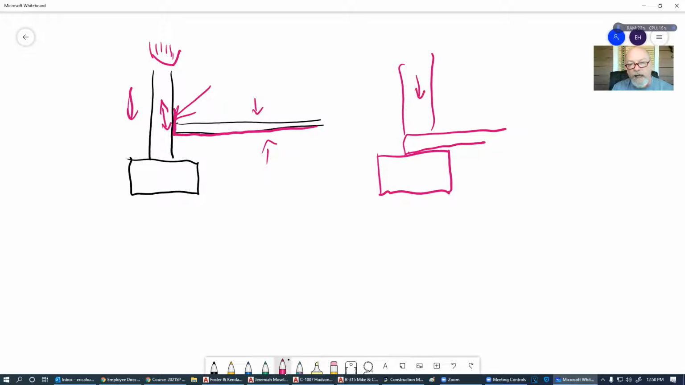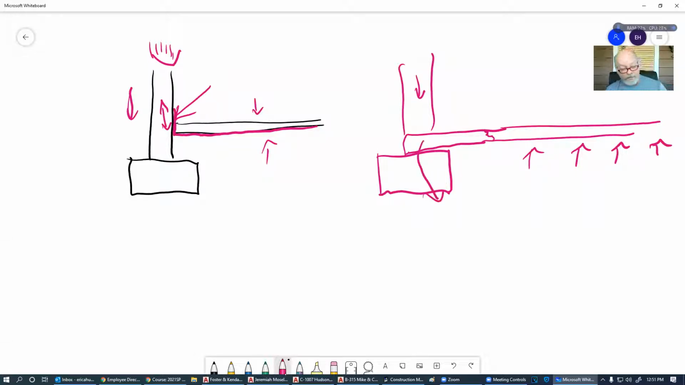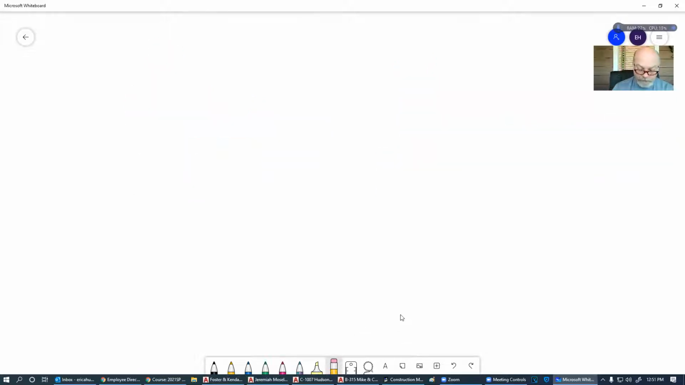And if this goes down, because there's a lot of area over here that has some anti-forces pushing back up from it, this is going to want to go down. This is going to crack right here. And then you're going to have a terrible mess. So we try not to do this if at all possible, especially if we have more than one story.